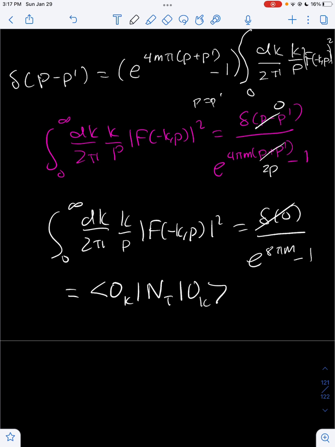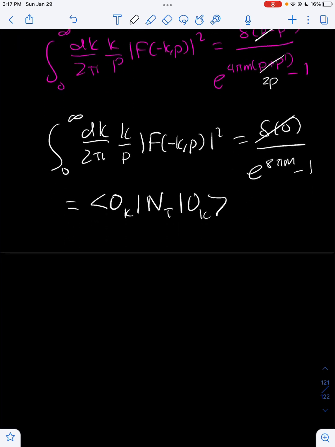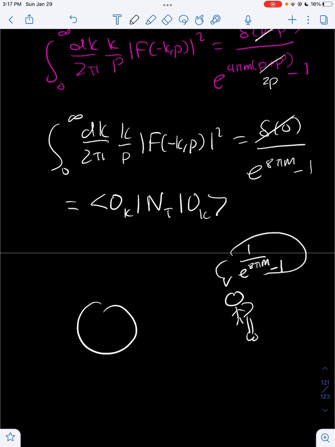So this tells us that the tortoise observer, so if you have a black hole over here, and they have the tortoise observer right over here, the tortoise observer says that there are 1 over e to the 8 pi m minus 1 particles, in which the crucible observer that does not have a jetpack because he's falling sees 0 particles. So in the crucible observer's vacuum.